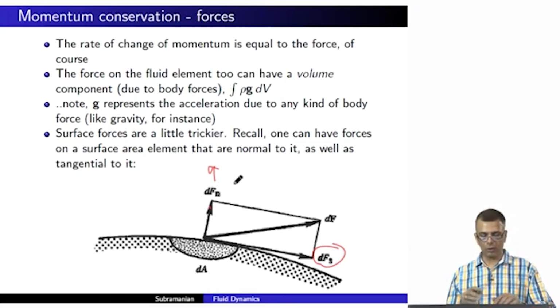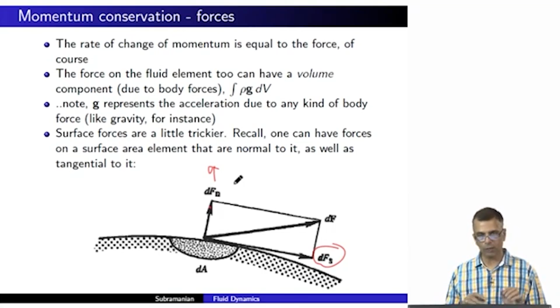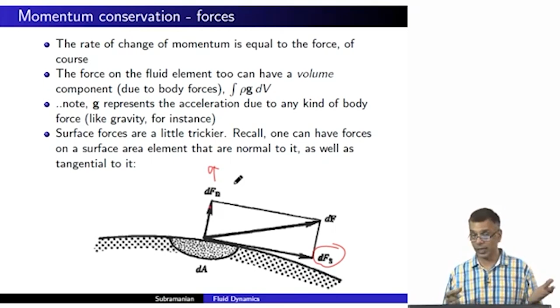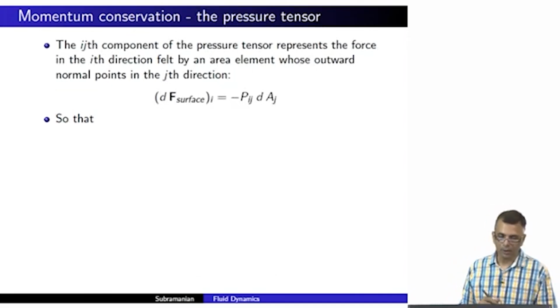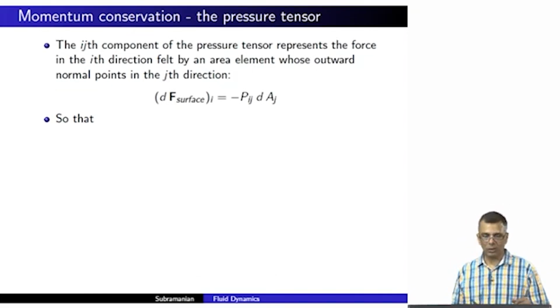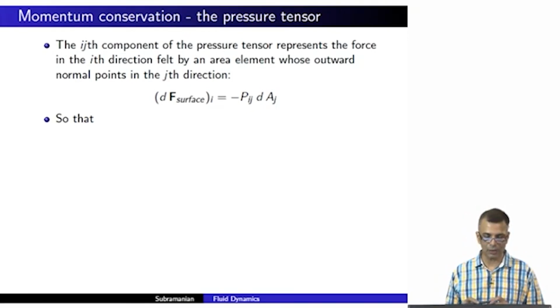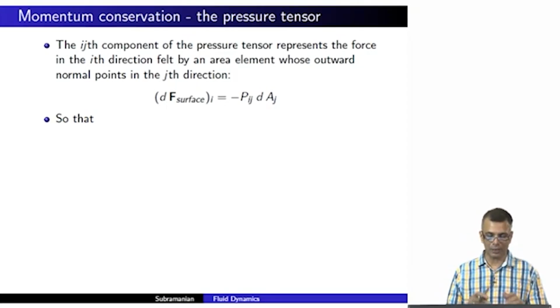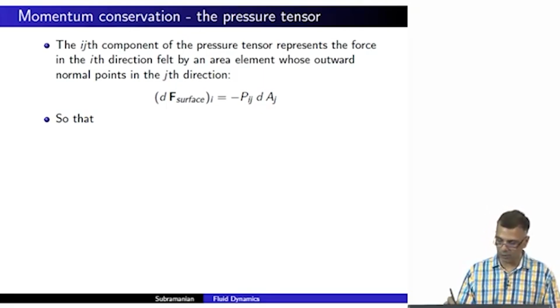So these are the two different kinds of forces. The main difference between a body force and a surface force is that a surface force acts only on the surface, whereas body forces act throughout the body of the fluid, not only on the surface. So the ijth component of the pressure tensor represents the force in the ith direction felt by an area element whose outward normal points in the jth direction. Let's pause for a minute and try to understand what this means.